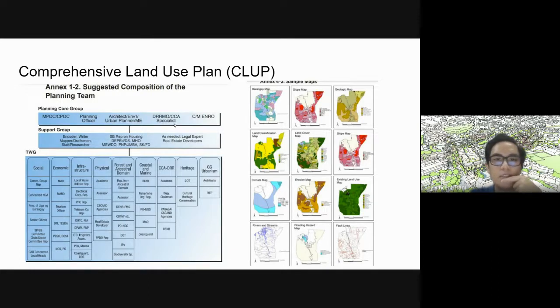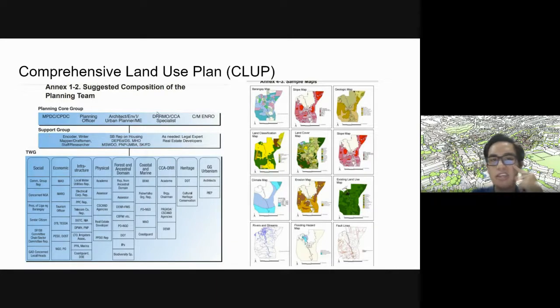DRRMO or CCA specialist. I think this would be more of the social side of it. CM and NRO. So we need to look up those acronyms. So I'll need to research that and put it into our modules. The support group will be encoders, writers, draftsmen, staff researcher, representative on housing, dep eds, MHO, I don't know what those are, MSWDO, I think that's water supply, PNP, JMBA, and as needed, legal experts and real estate developers.